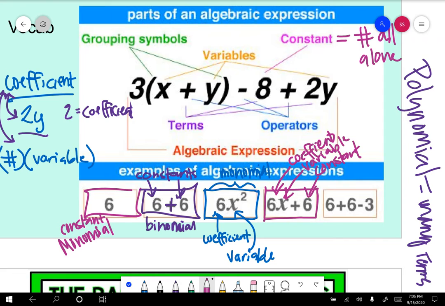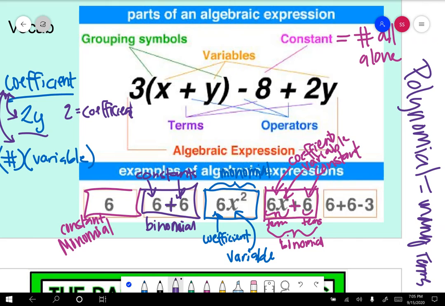Okay. Where was I? Oh, yes. These terms, so there's a term, there's a term. They're separated by an addition sign, so since there's 2 terms, we'd call it a binomial. Okay, the last one.